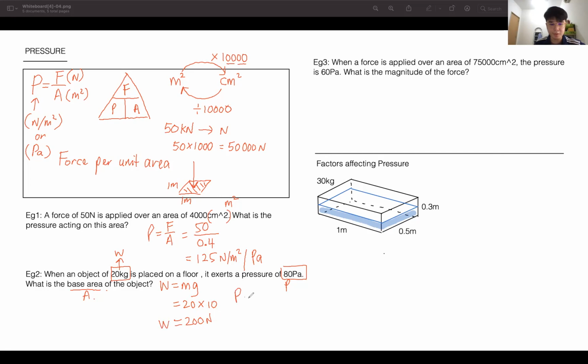So pressure is force over area. 80 equals 200 over area. So area equals 200 divided by 80, which is 2.5 meter square.